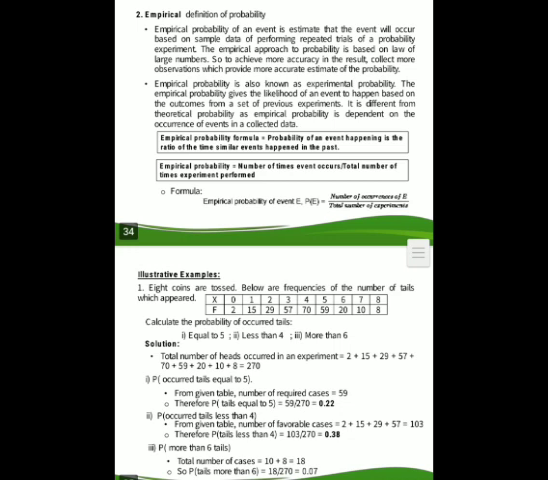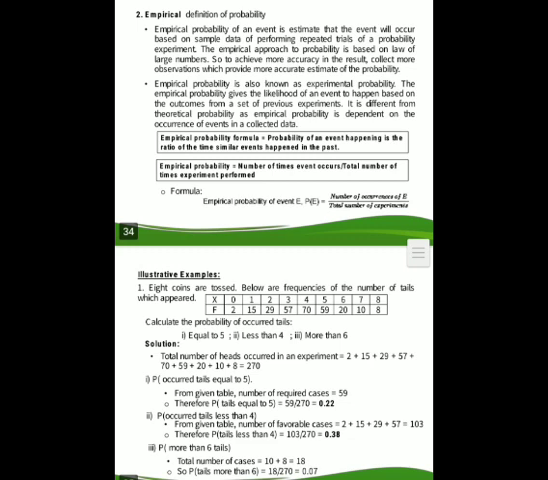P(more than 6 tails). The total number of cases is equal to 10 plus 8, which is 18. So P(tails more than 6) is equal to 18 over 270, which is 0.07.